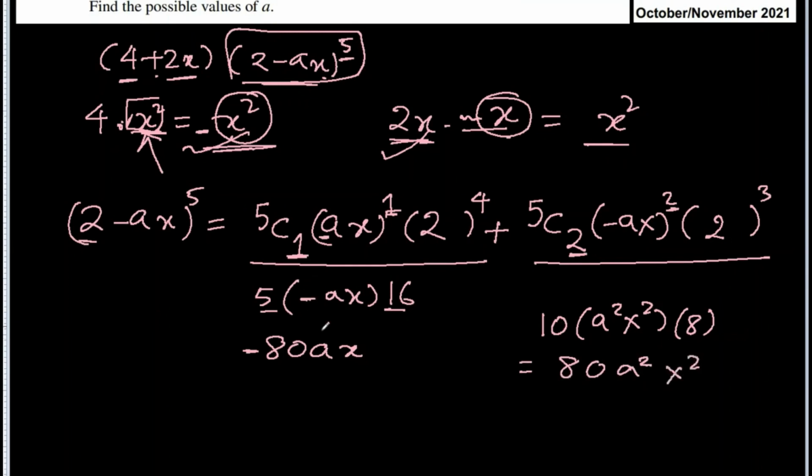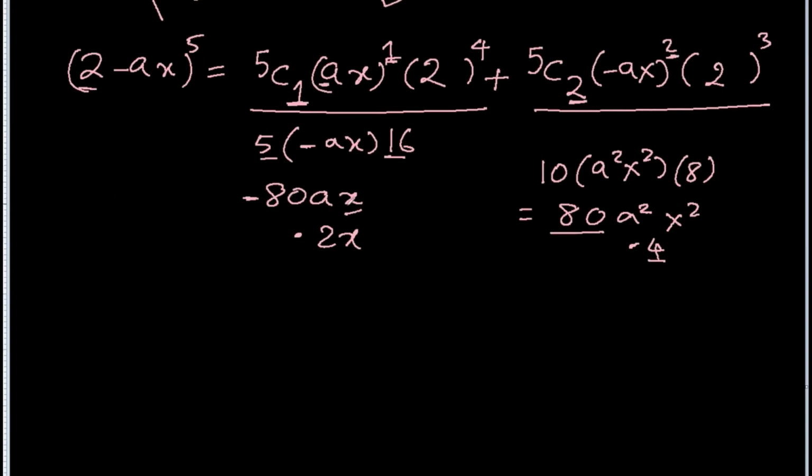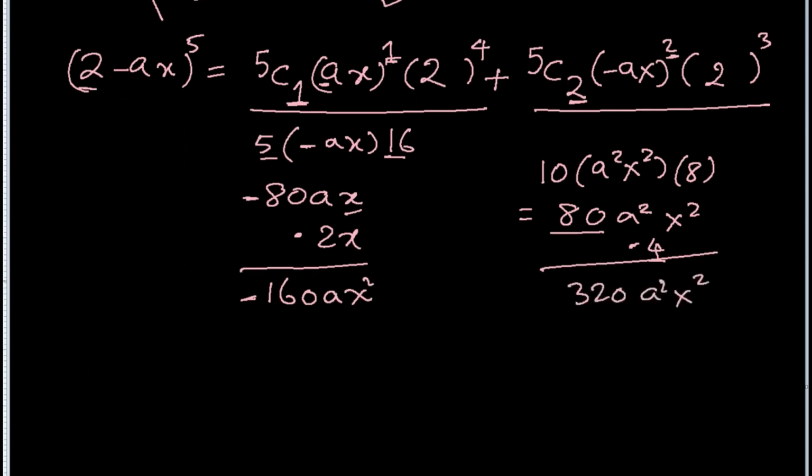And now to get an x square, this ax has to be multiplied with 2x. That's what we said here in the previous part. So we'll multiply this with 2x, and the x squares should be multiplied with 4. So we'll multiply this with 4. So minus 80 ax times 2x will be minus 160 ax square. And here it will be 80 times 4, 320 a square x square.